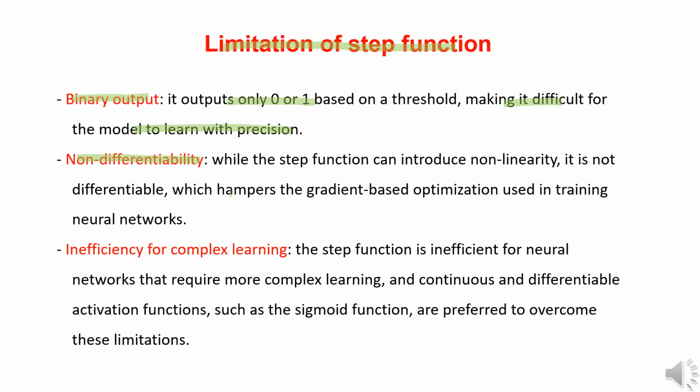As a result, while it can be applied to non-linear problems, it cannot use gradient-based optimization algorithms commonly employed in neural network training due to its lack of differentiability. Finally, the step function is not effective for performing complex learning tasks. Because of these limitations, neural networks tend to prefer activation functions that are continuous and differentiable, such as the sigmoid function.